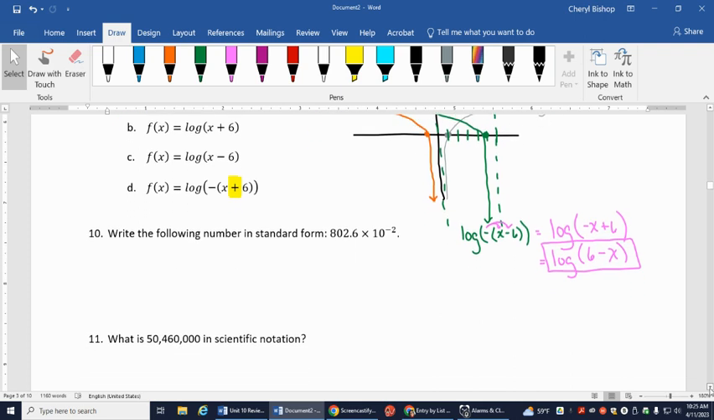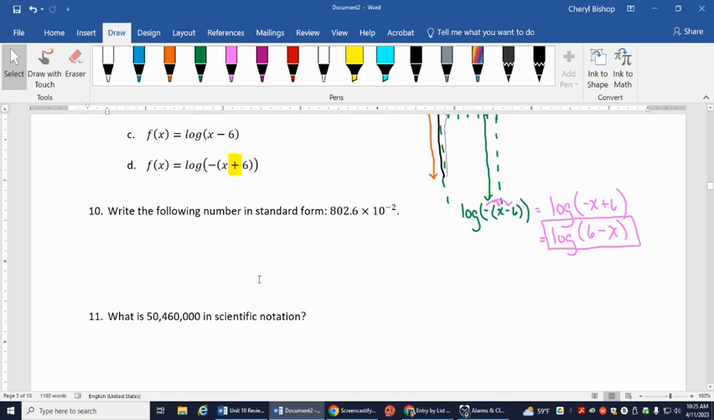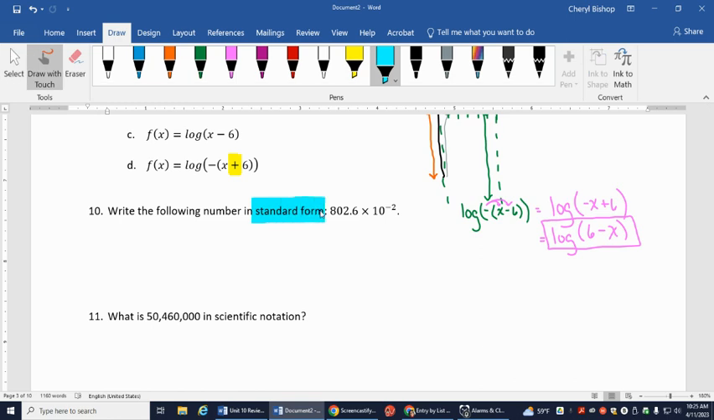So you do need to be familiar with your parent functions, what they look like, so that you can transform them. Okay. Write the following number in standard form. Right now it's not in scientific or standard notation, but it wants us to go to standard form. Standard form is the one that's not multiplied by anything, which means I need to take my 10 to the negative 2 and make it a 10 to the 0 so that it's just a 1. Because if you multiply by 1, you don't have to write that down, right?